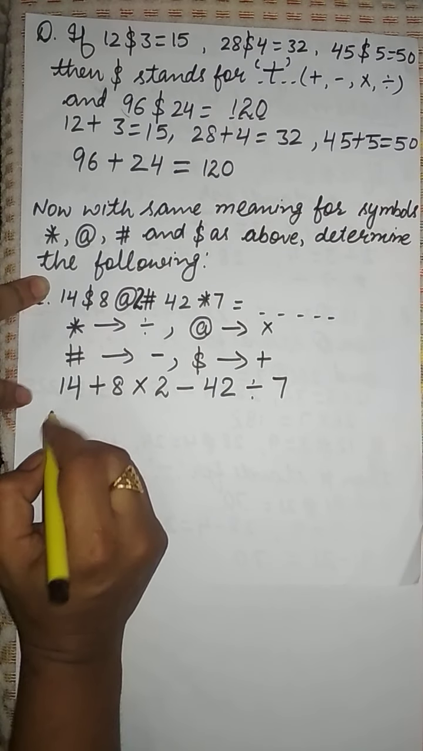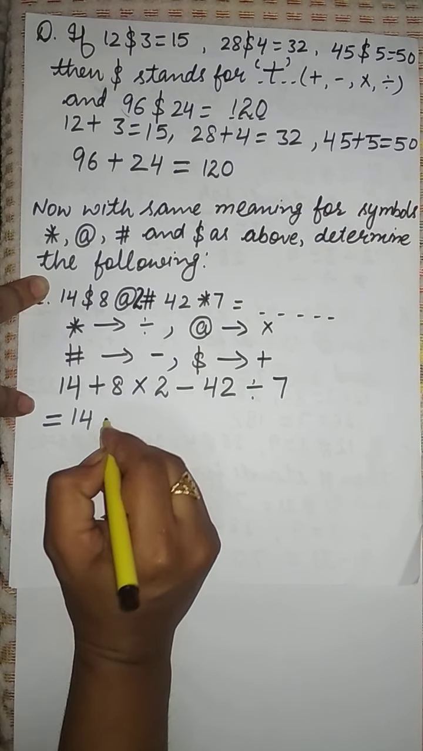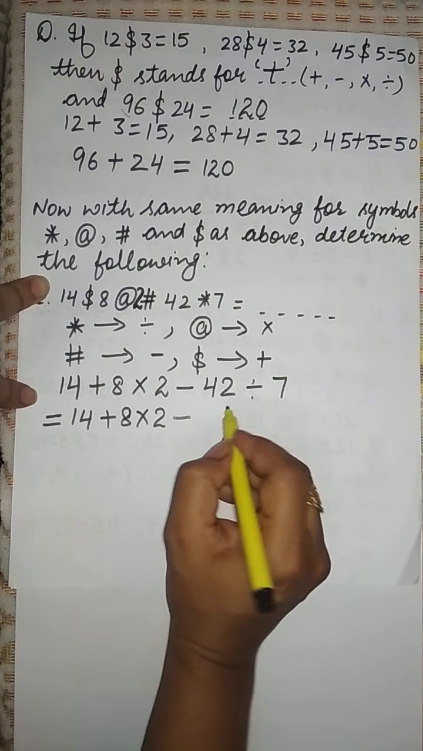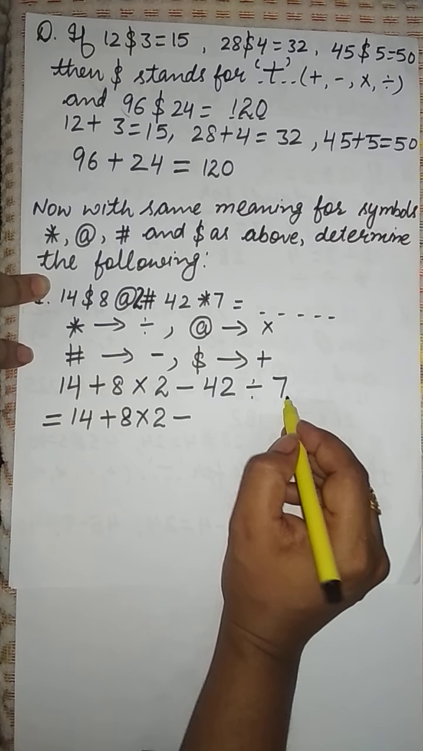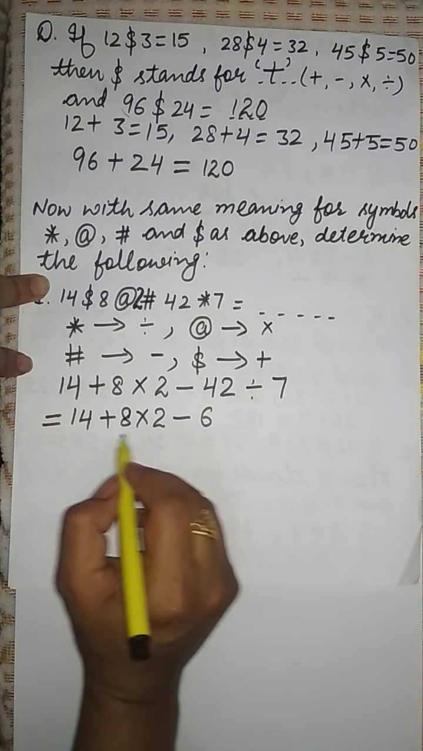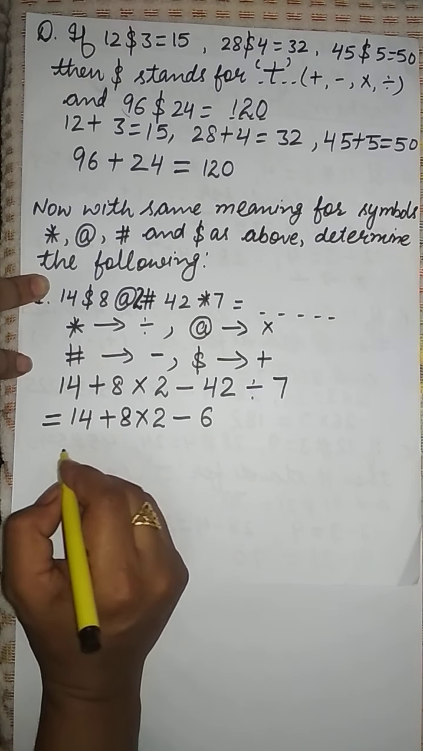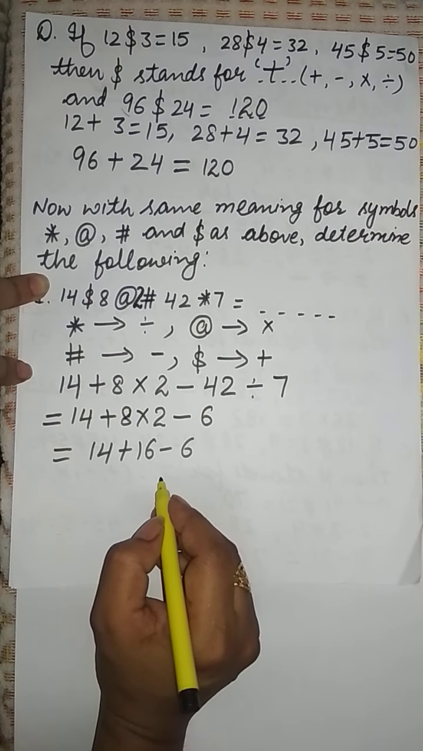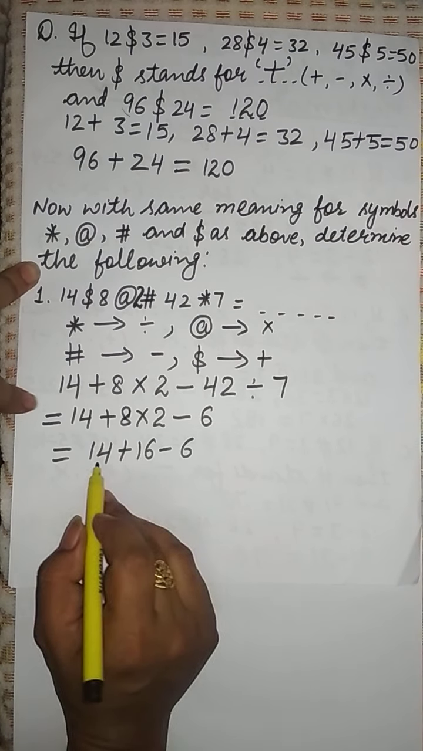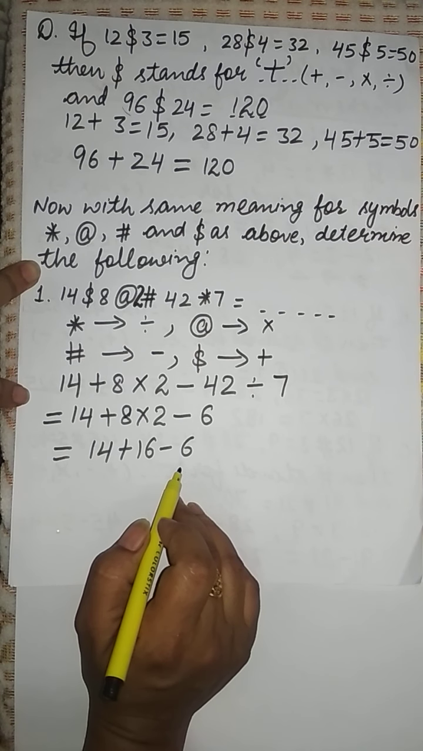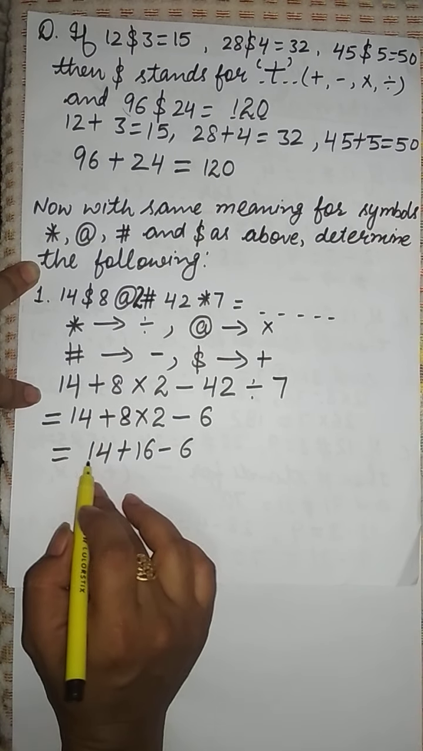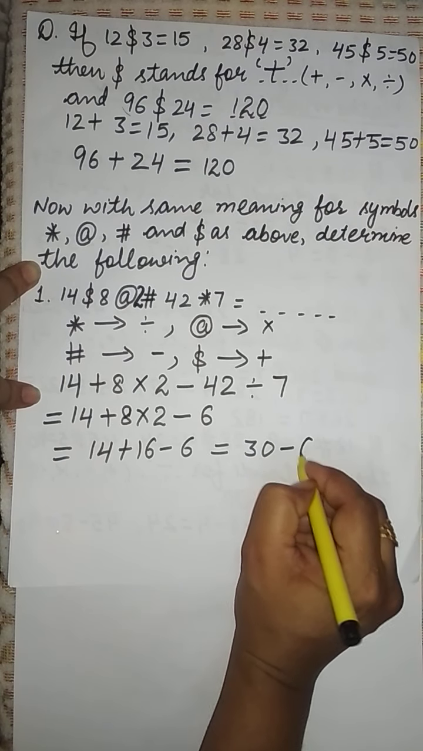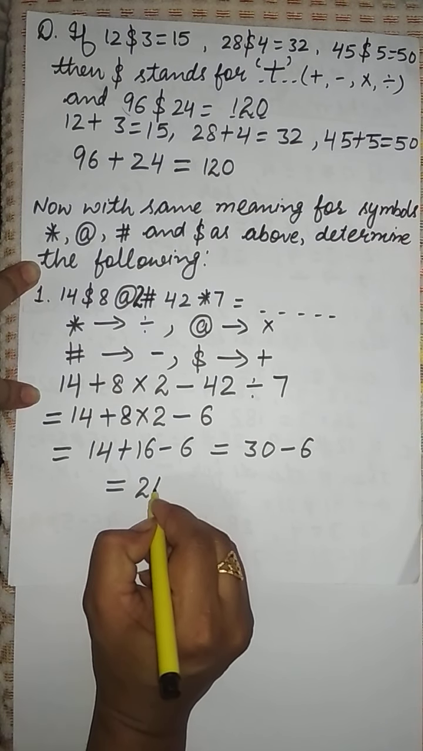So firstly I'll do division. Other operations I'll use in the same manner. This is minus as it is. 42 divided by 7 is 6. Now after division I'll do multiplication. So it will be 14 plus 8 times 2 is 16, minus 6. According to BODMAS order, after division then multiplication, and after multiplication there is addition. So 14 plus 16 is 30, minus 6, so it is 24.